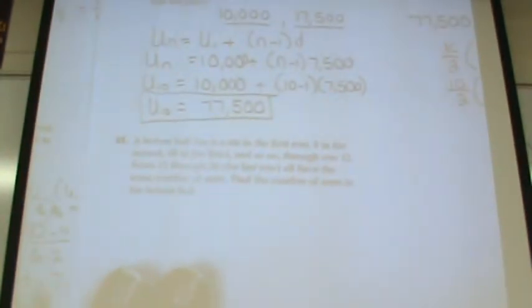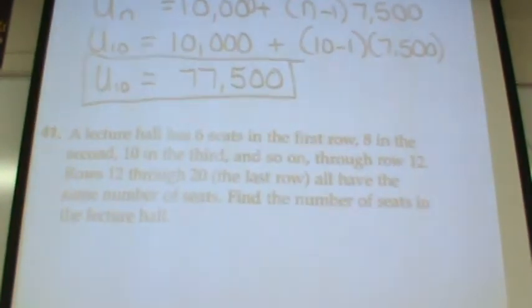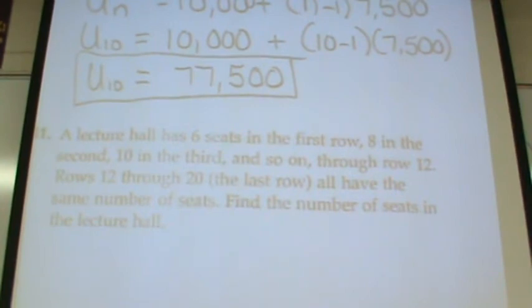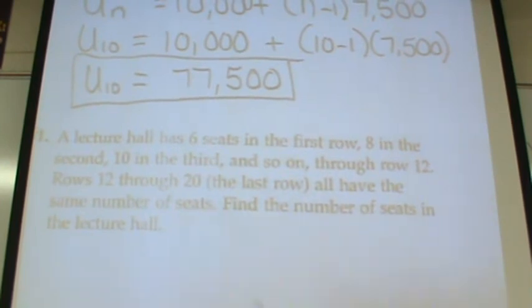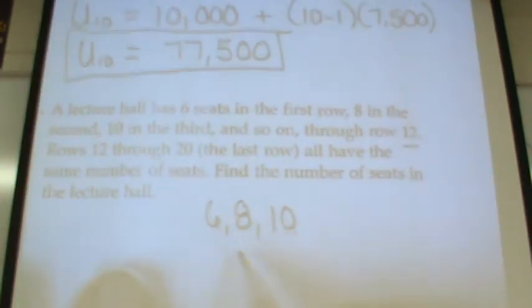A lecture hall has 6 seats in the first row, and 8 in the second row, and 10 in the third row, and so on, through row 12. Rows 12 to 20 all have the same number of seats. Find the number of seats in the lecture hall, so we want to add together. We start off with 6, 8, 10. What we need to know is how many seats there are in row 12, because we have to add these up.